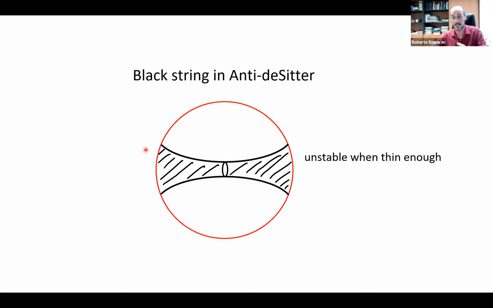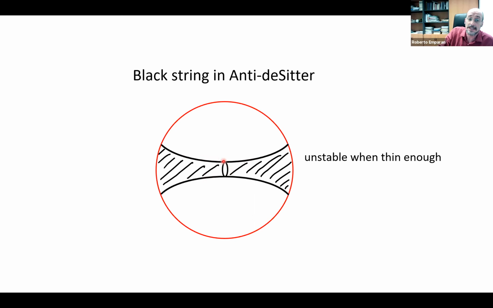Here I'm representing the hyperbolic space as the Poincaré disk. It's a constant time section. One can easily construct solutions of Einstein anti-de Sitter gravity that describe black strings that stretch between asymptotic points of anti-de Sitter. And it was proven by Hirayama and Kang in the 2000s, I think, that these objects, when they are thin enough, are also unstable. I mean, they can also pinch. They develop a linearized instability.